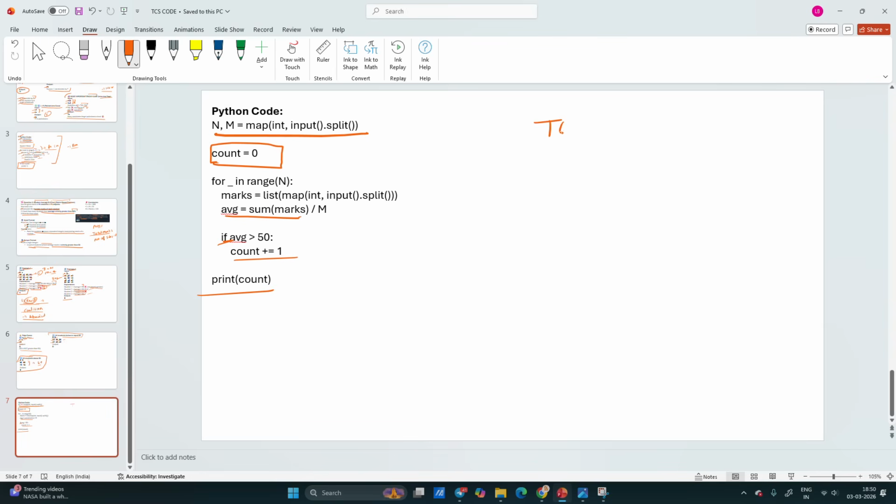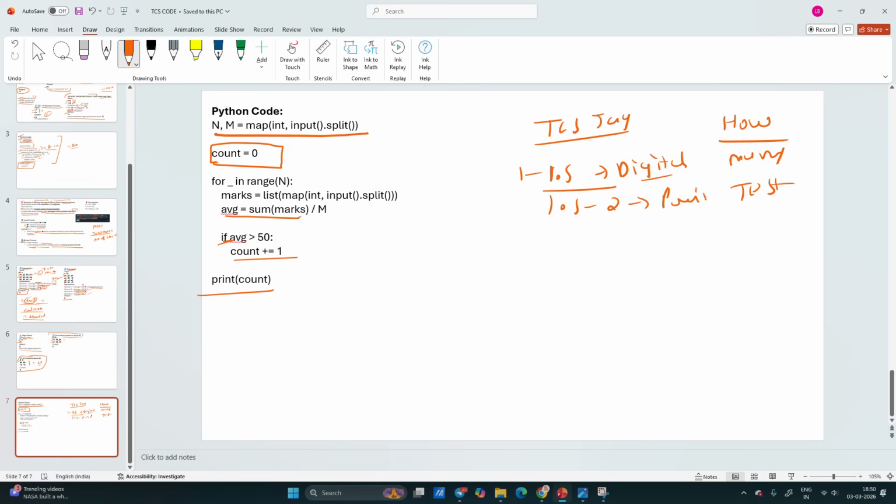One thing that I have to mention: this is a TCS tag opportunity. I already said if you solve 1 to 1.5 questions, there is a chance of digital, but they are checking in all the questions how many test cases you passed. If you solve 1.5 to 2 questions, there is a high chance of prime.